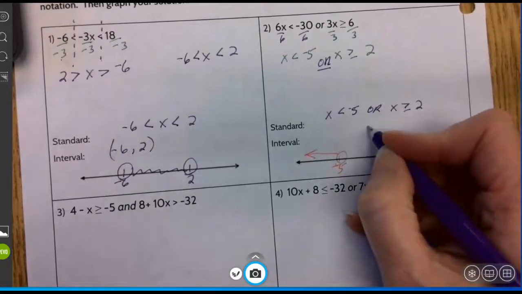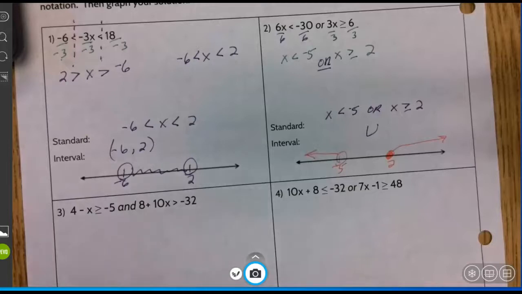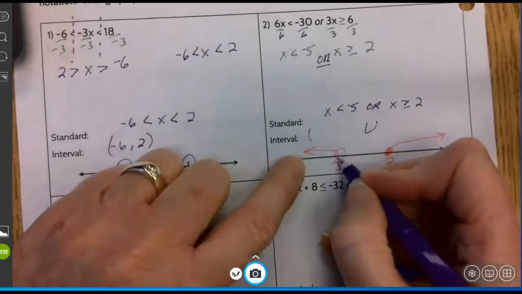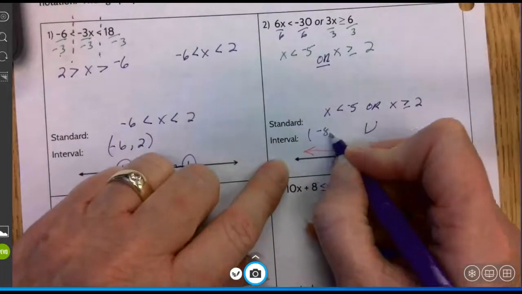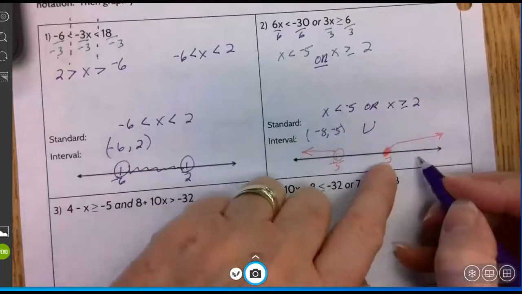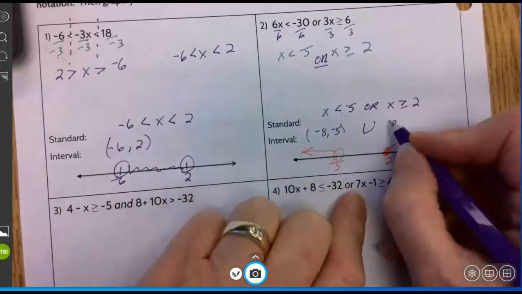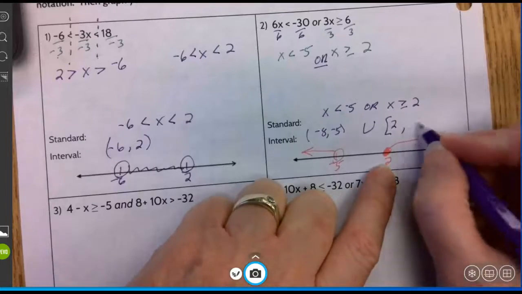For interval notation, remember I always use the refrigerator soup. The bowl has to go between them. So it goes from -infinity to -5. Just bring that right up. And from 2, oh, but 2 is included, and goes to infinity.